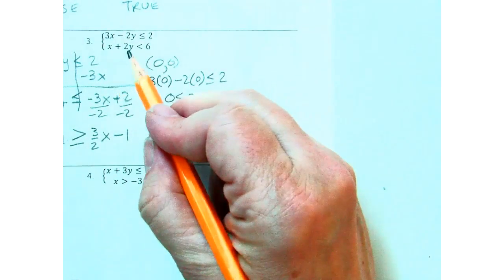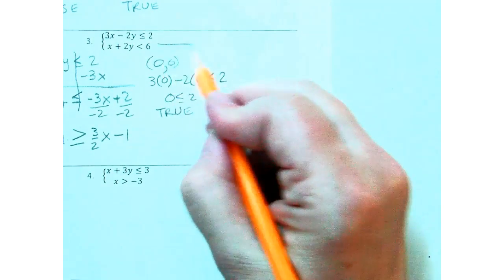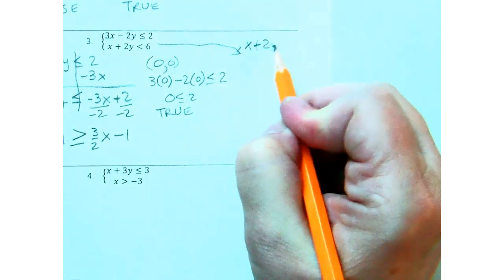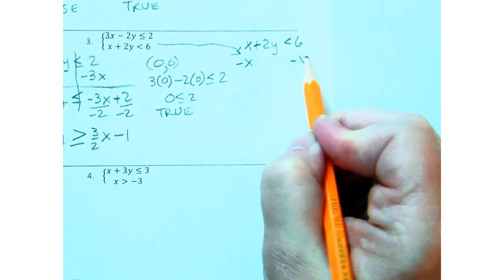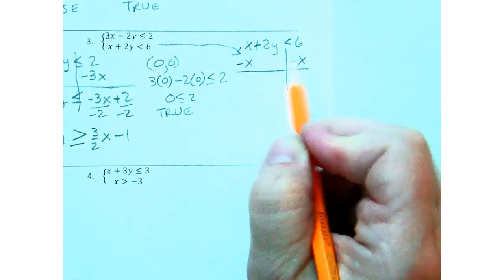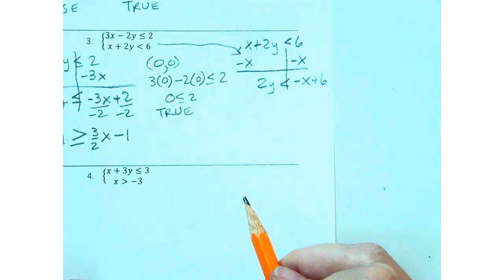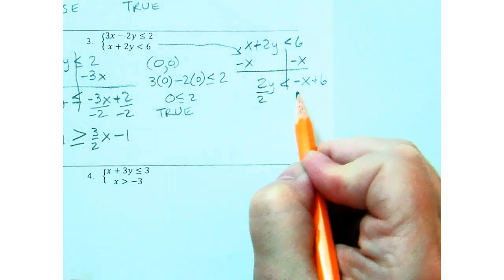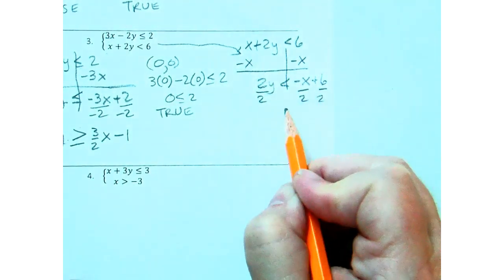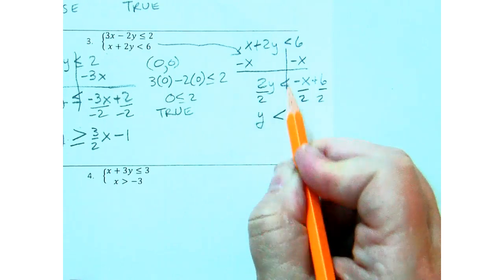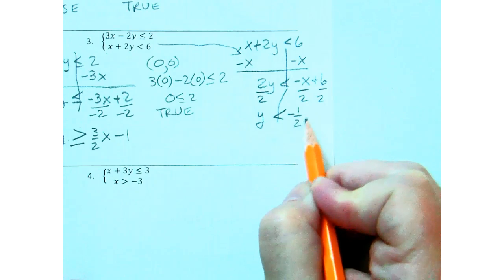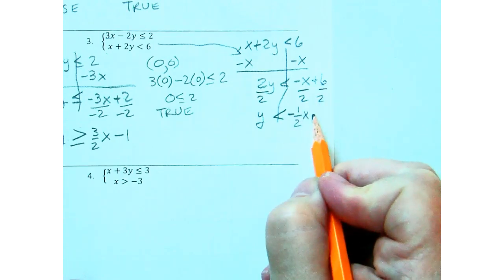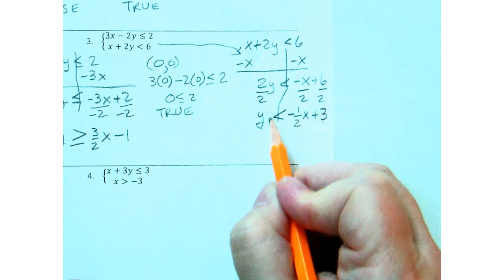Now convert the second equation into slope-intercept form. X plus 2y is less than 6. Subtract x from both sides. Divide both sides by a positive 2. This time we do not turn around the inequality because we divided by a positive. Y is less than -1/2 x plus 3.